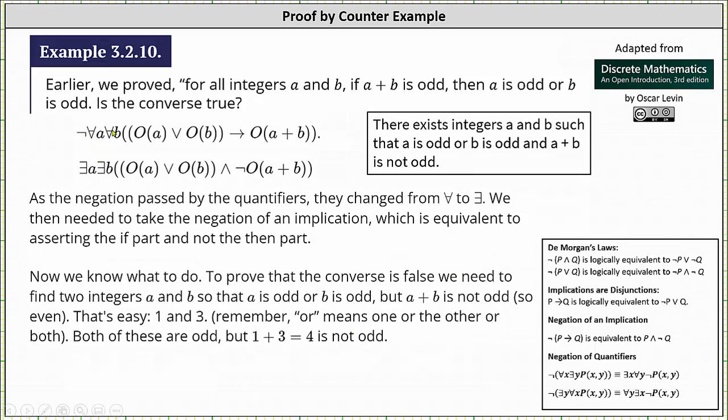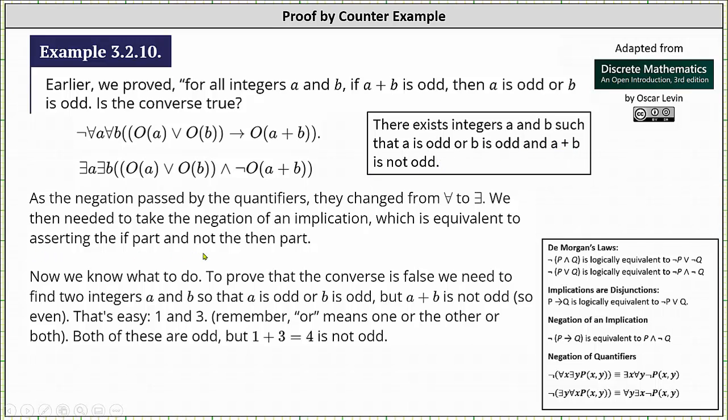As the negation passes by the quantifiers, they change from for every to there exists, and then we negate the implication. Remember, the negation of the implication if p then q is logically equivalent to p and not q. This gives us the conjunction a is odd or b is odd and a plus b is not odd. So again, we can state the negation of the converse as there exist integers a and b such that a is odd or b is odd and a plus b is not odd.